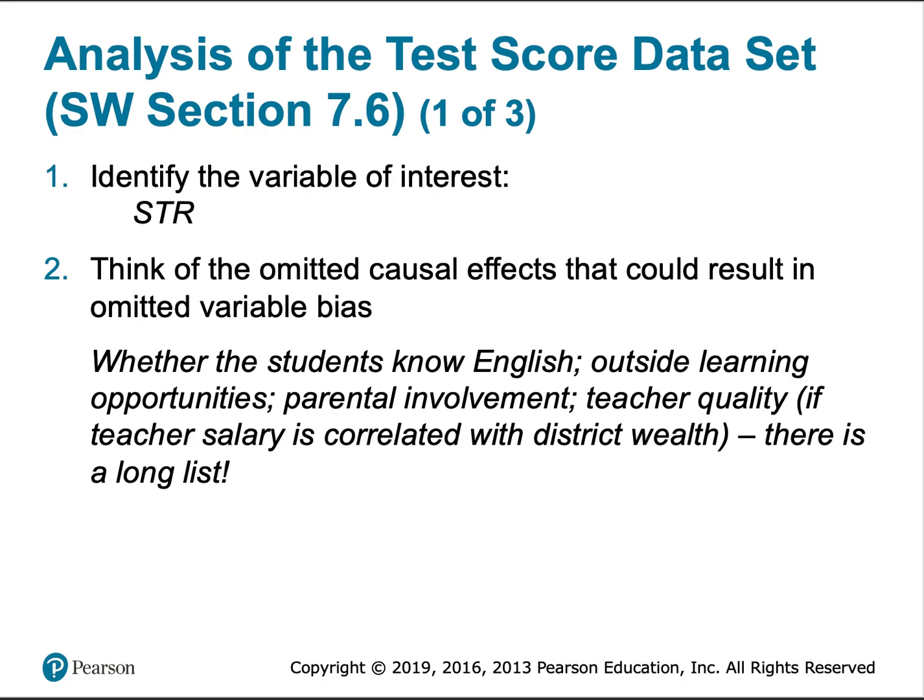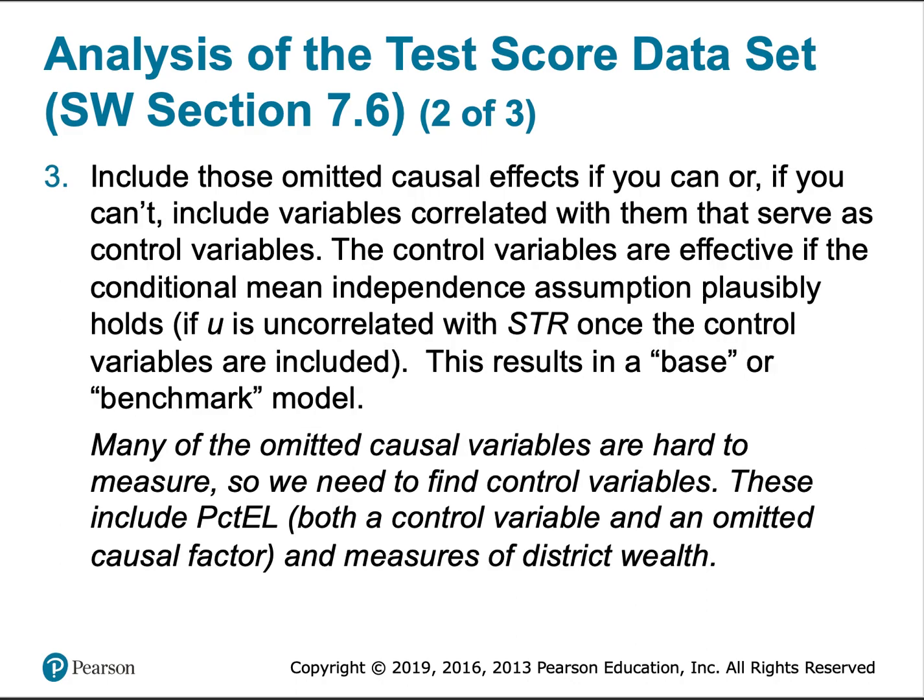We know that whether the students know English, outside learning opportunities, parental involvement, teacher quality, and, for example, teacher salary, if it is correlated with district wealth, are all candidates of being omitted causal effects. There is a very long list here. We want to include those omitted causal effects if you can, or if you can't, include variables correlated with them that serve as the control variables.